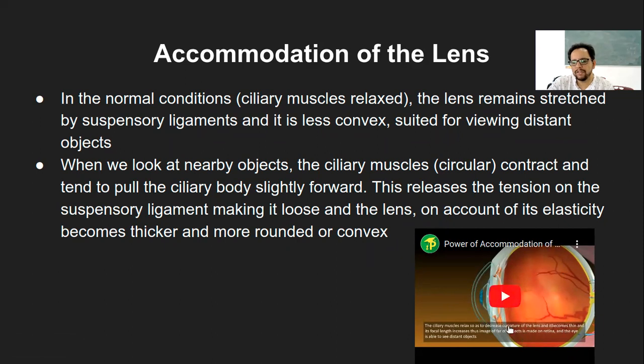Also, you can watch this video, which talks about the power of accommodation of the eye. And there you will get more clarity in terms of how the accommodation of the lens affects the sight.